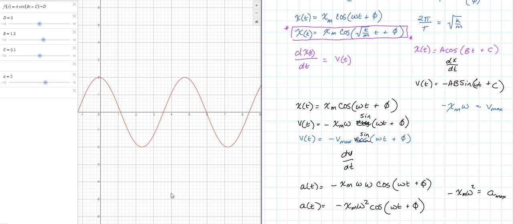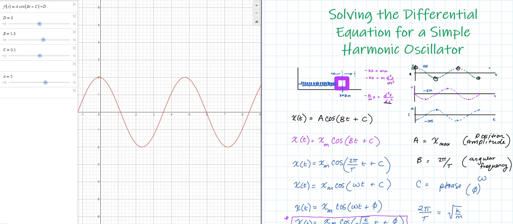Now in later videos, what we'll take a look at is how to do this same process, setting up this differential equation, for other kinds of oscillators. So not only the spring oscillator, but also a pendulum oscillator, and then finally a physical pendulum. So a simple pendulum and then a physical pendulum. But we'll get to that later.